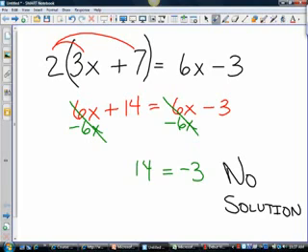Which means there's no number for x. You can't pick a number for x and plug it in and make it work and make the two sides equal to each other.